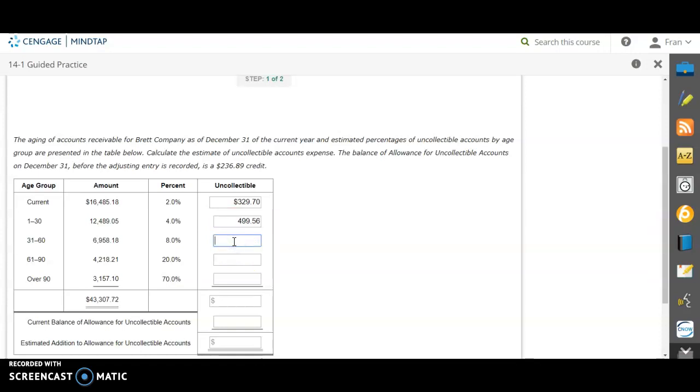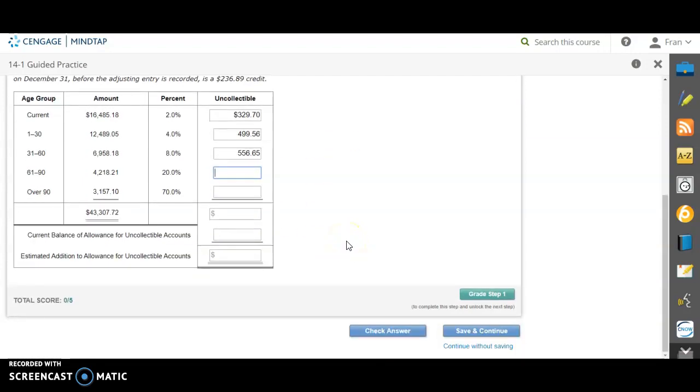All right, next group, 31 to 60 days late, 8% of them will not pay. And if you do the math correctly and round correctly, you will come up with $556.55. All right, here's our people that are 61 to 90 days out. 20% of them will default, and that amount will be $843.64.